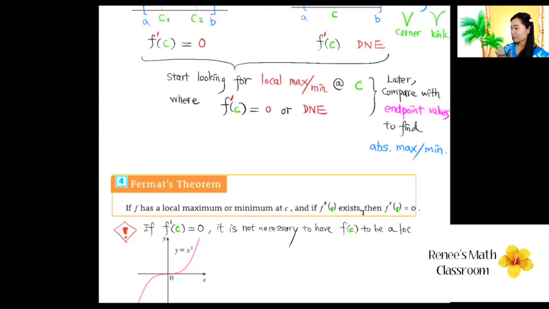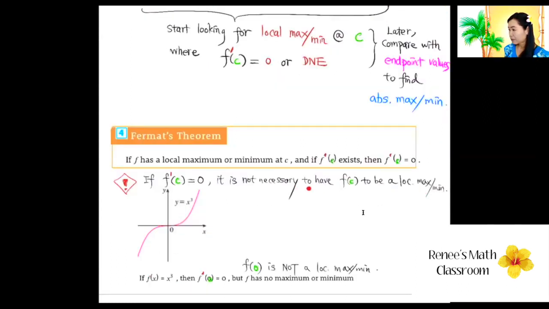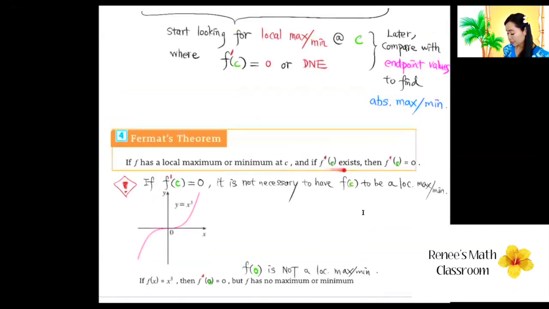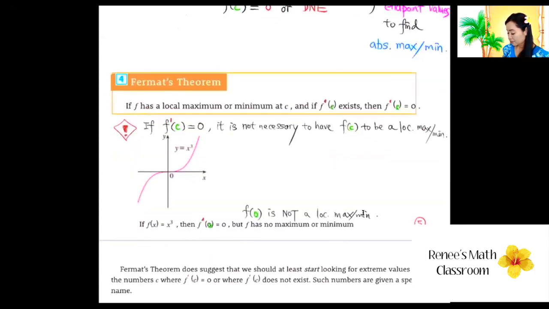But vice versa, if the derivative equals 0, it's not necessary for the function value to be a local max or local min. So it goes this way. If it's a local max or local min, then the derivative either equals 0 or does not exist. But if it goes the other way, it's not true. For example, looking at this graph, when c equals 0, the derivative is equal to 0. This is the x cubed function.